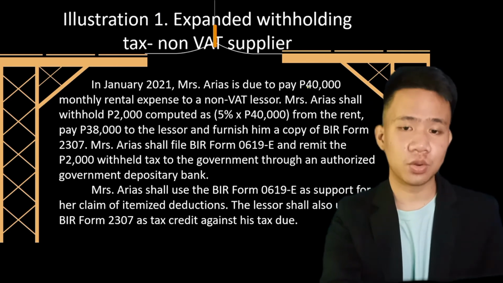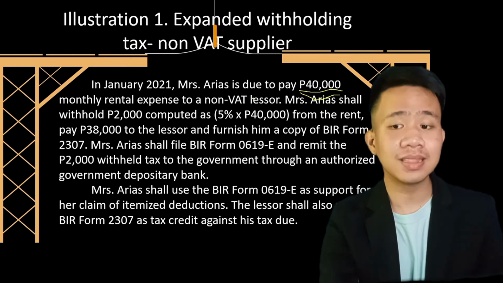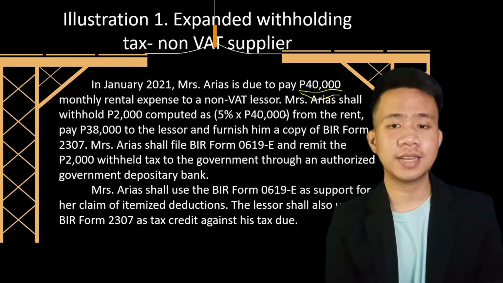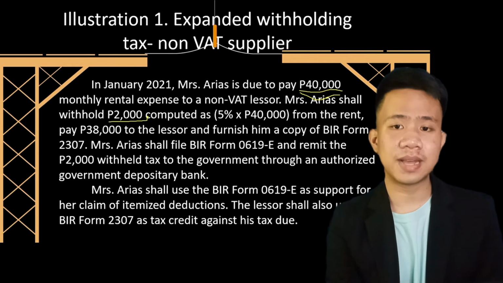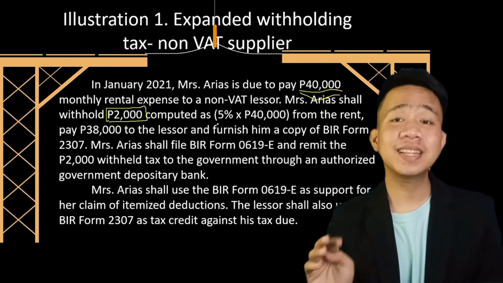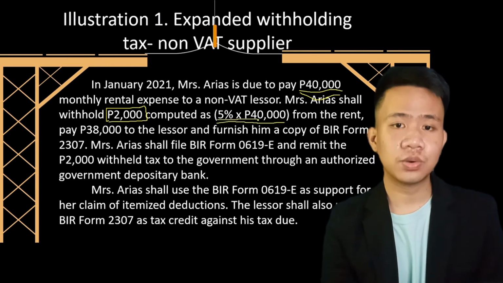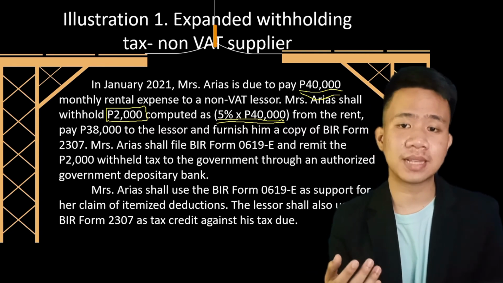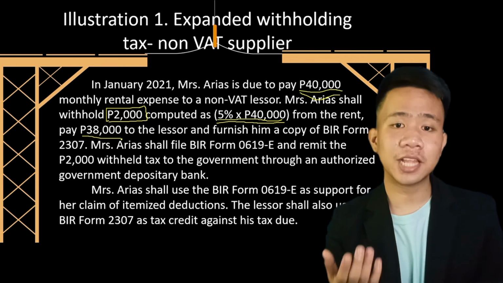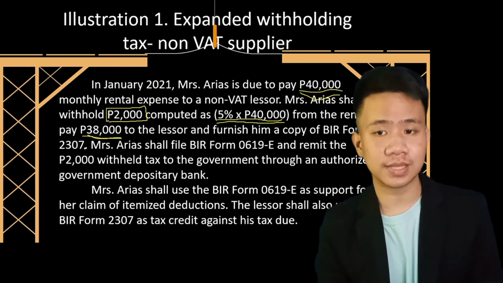In January 2021, Mrs. Arias is due to pay 40,000 pesos monthly rental expense to a non-VAT lessor. Mrs. Arias shall withhold 2,000 pesos computed as 40,000 pesos times 5% is 2,000. So Mrs. Arias shall withhold 2,000 pesos from the rent, pay 38,000 pesos to the lessor, and furnish him a copy of BIR Form 2307.